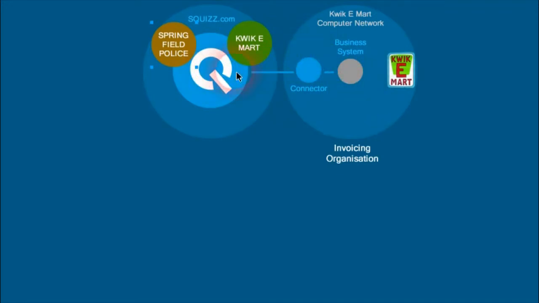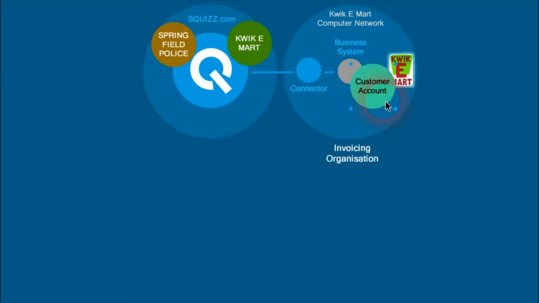Now, with those connections in place, Quickie Mart now needs to connect their business up to the Squizz.com platform, and they can do this using the Squizz.com connector software, or they could have their own compatible web service that allows Squizz.com to talk with that business system. In that business system, Quickie Mart would have set up a customer account, and that's the customer account that the invoice is going to be placed against.